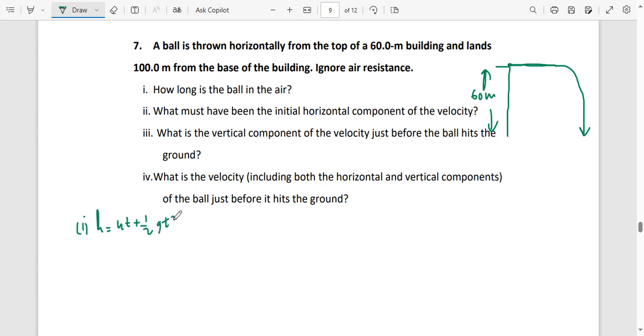gt squared. Now the height here, again, that is 60. That's the height. Now the initial velocity in the y is 0 because this ball was thrown horizontally, so this is going to be 0. At this point I could put h to be negative, but for this kind of projectile it's not even necessary to use a negative.